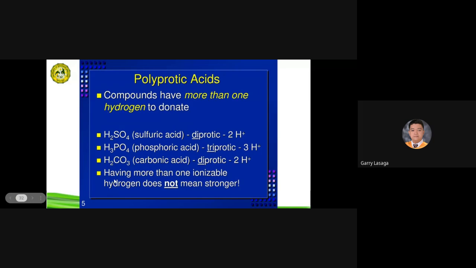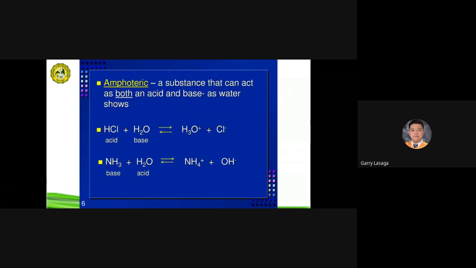So these polyprotic acids have more than one ionizable hydrogen. Having more than one ionizable hydrogen does not mean a stronger acid. The strength of an acid will not depend on the number of its hydrogen atoms. We also have those acids that can act as both an acid and a base, and they are known as amphoteric acids. An example of this amphoteric acid is water.